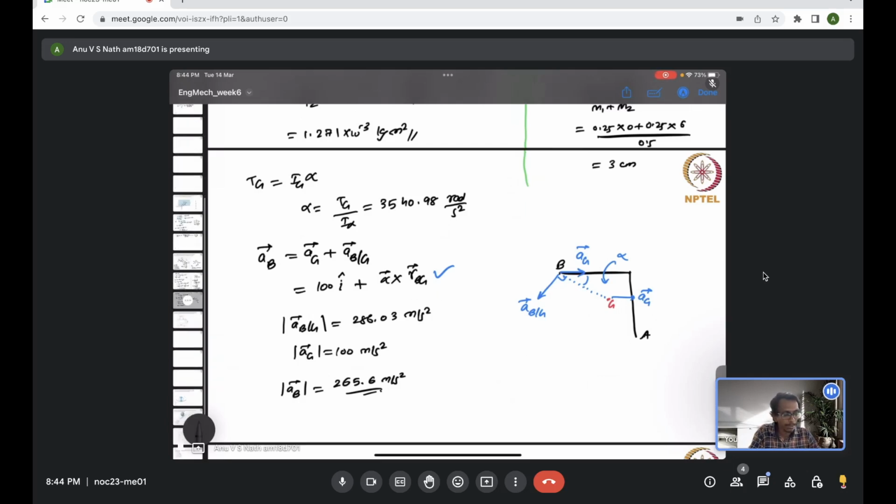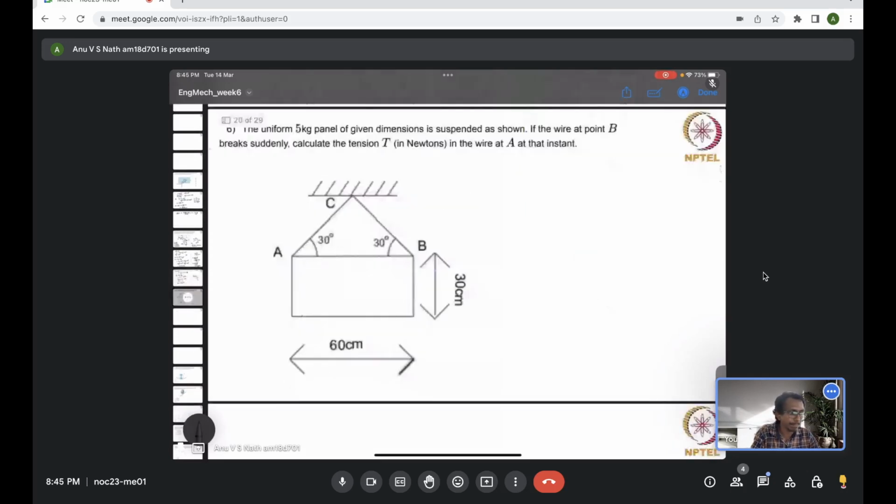So I'll probably explain one more problem. Not a detailed explanation. Basically we have a block which is hung like this. Now it is in static equilibrium, right? Now this string is broken. Immediately what will happen? What will be the acceleration? Basically we have to evaluate the tension in the string AC at that instant.